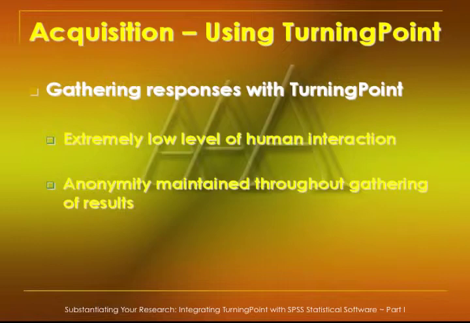Maybe somebody collects the paper results and they have to write them down into an Excel spreadsheet. Those are two areas where you can lose information. So the human interaction, we're eliminating that as much as possible in this process. Right now, the other thing we want to talk about is anonymity.